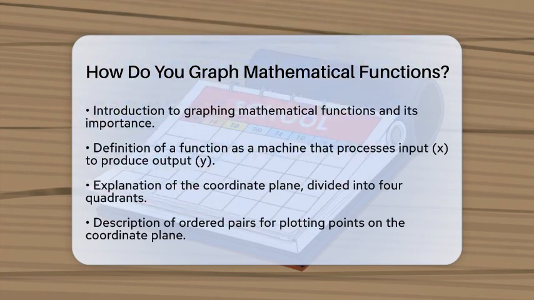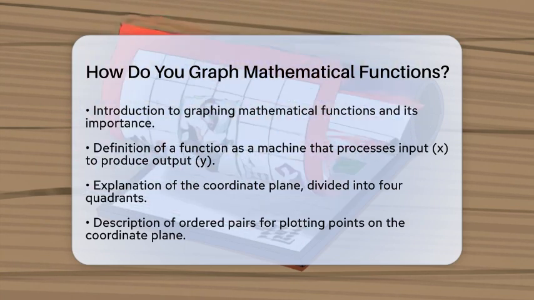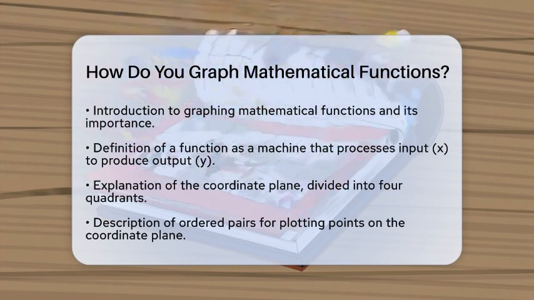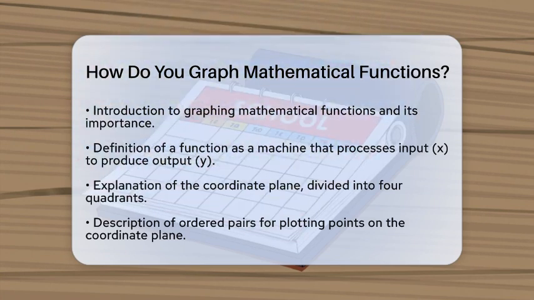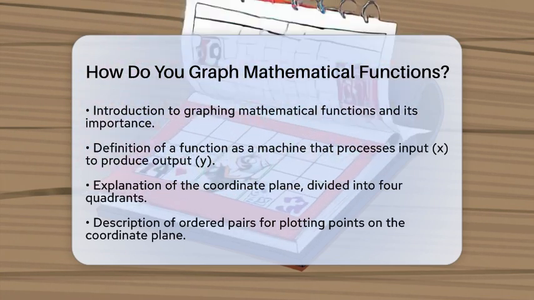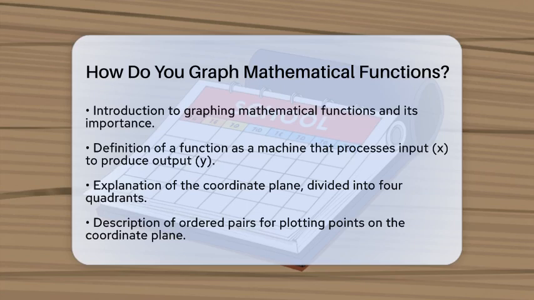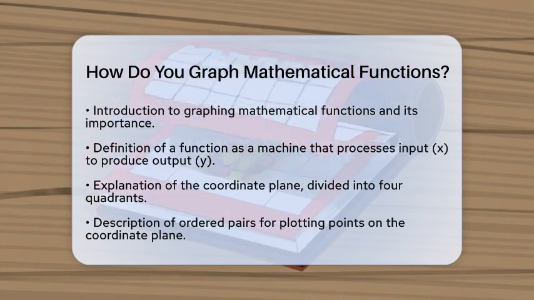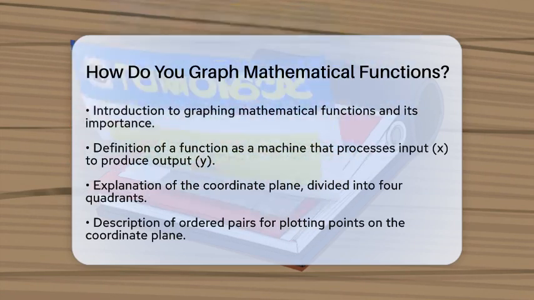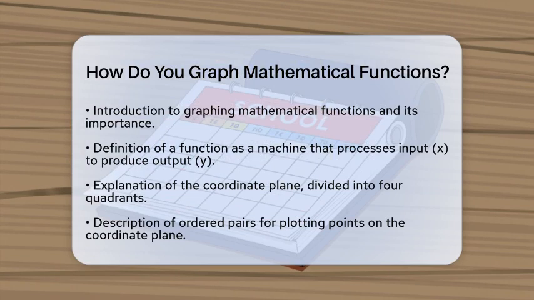First, let's talk about what a function is. A function is like a machine that takes an input, often represented as x, and gives an output, represented as y. You can write this as f(x) = y. This means for every x value, there is a corresponding y value.